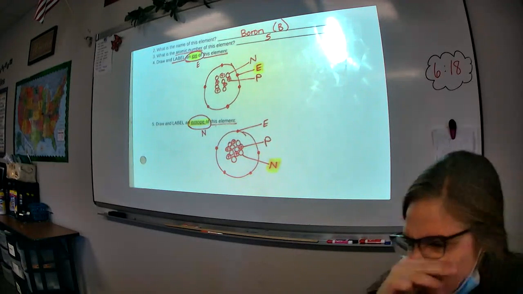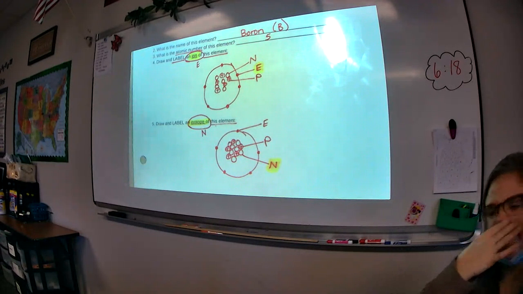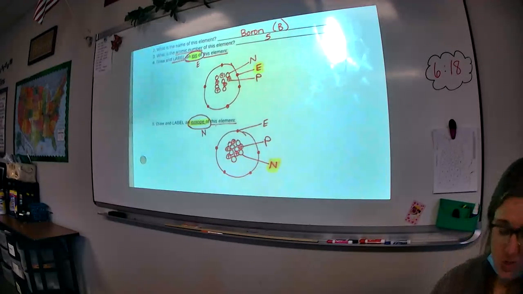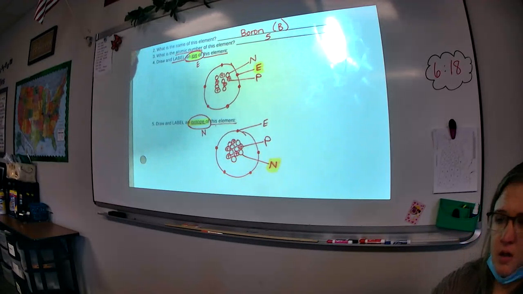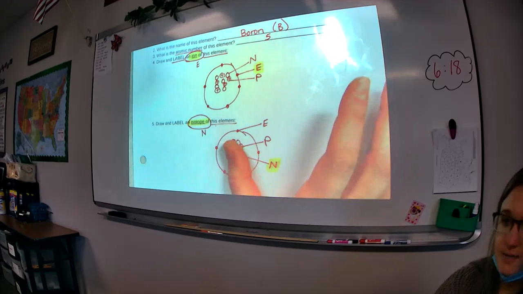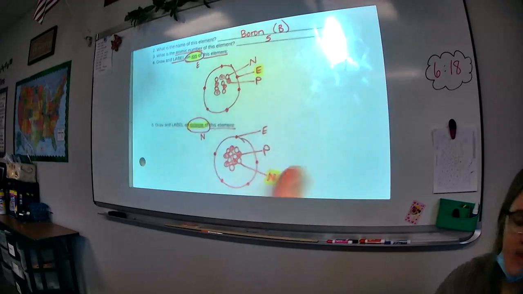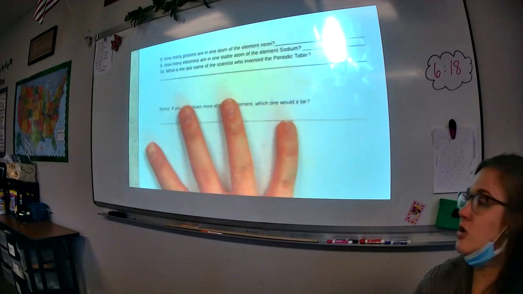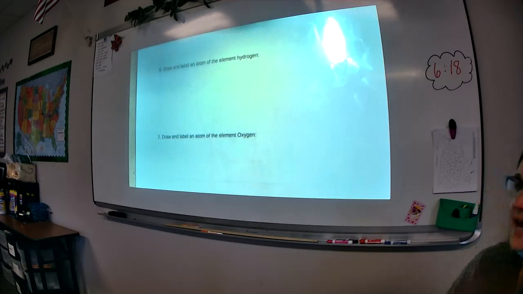Aiden? So is it okay that for the labeling, for neutron I do a circle and put a label? Yeah. That's fine. Yes. Okay, on the back. Now, draw and label an atom of the element hydrogen.